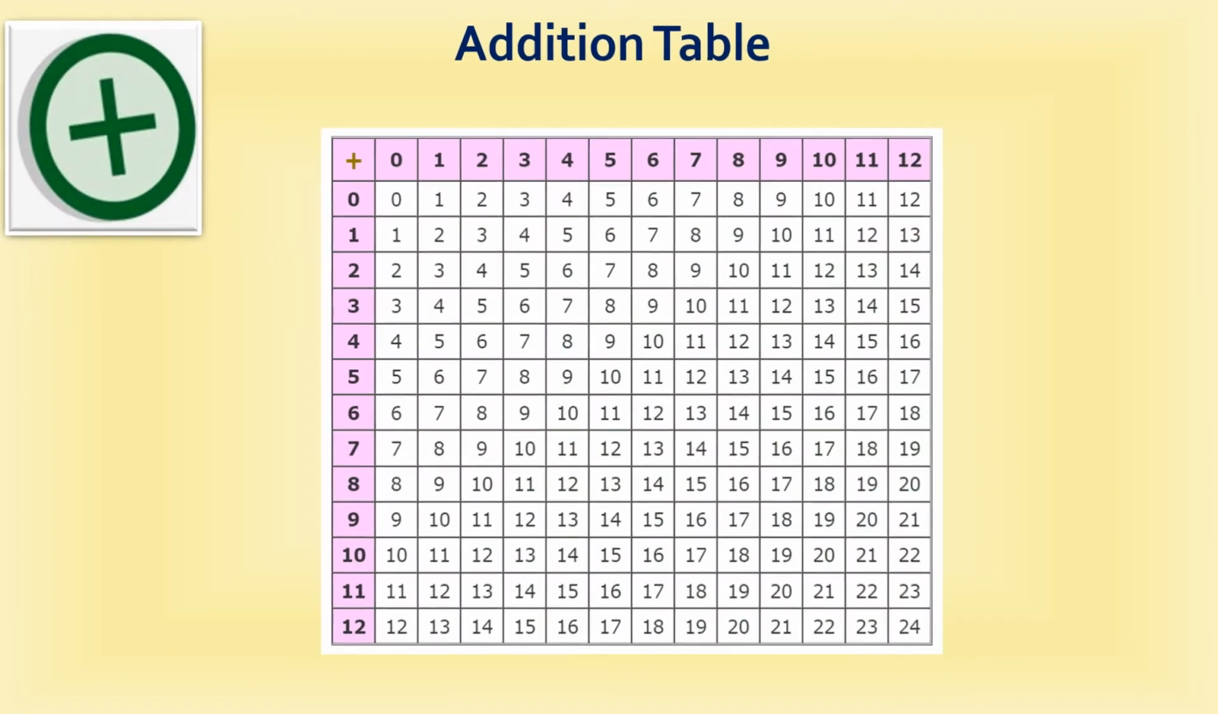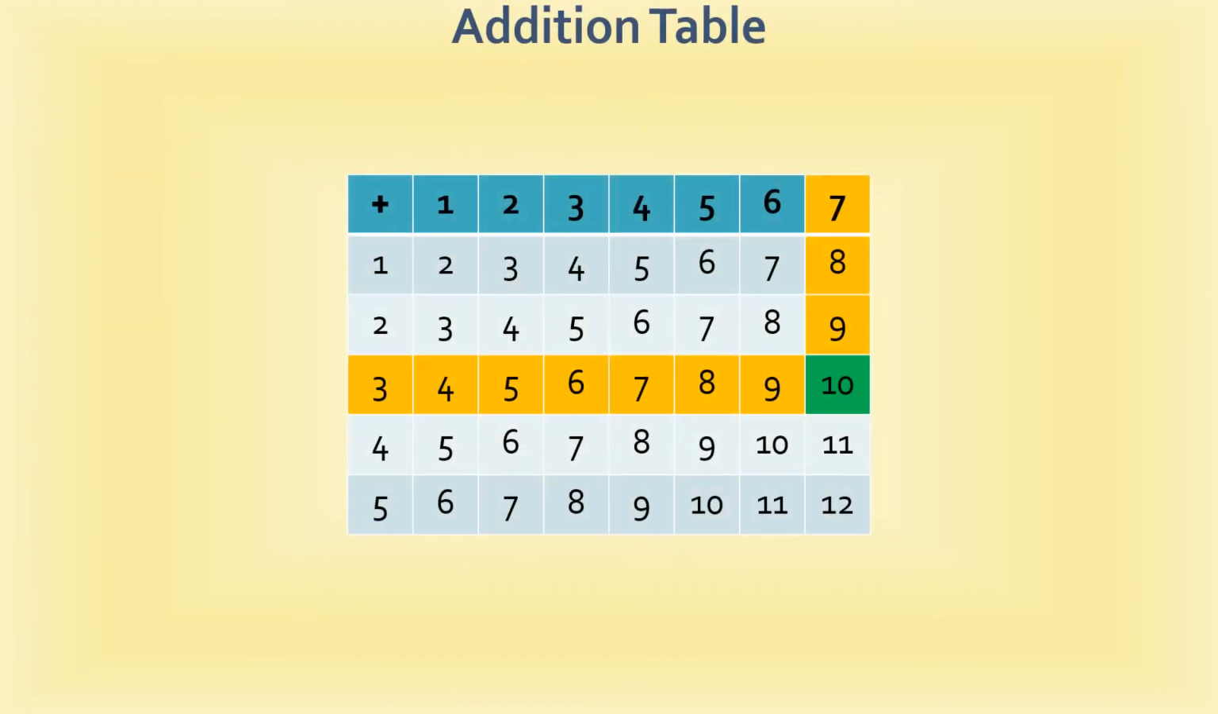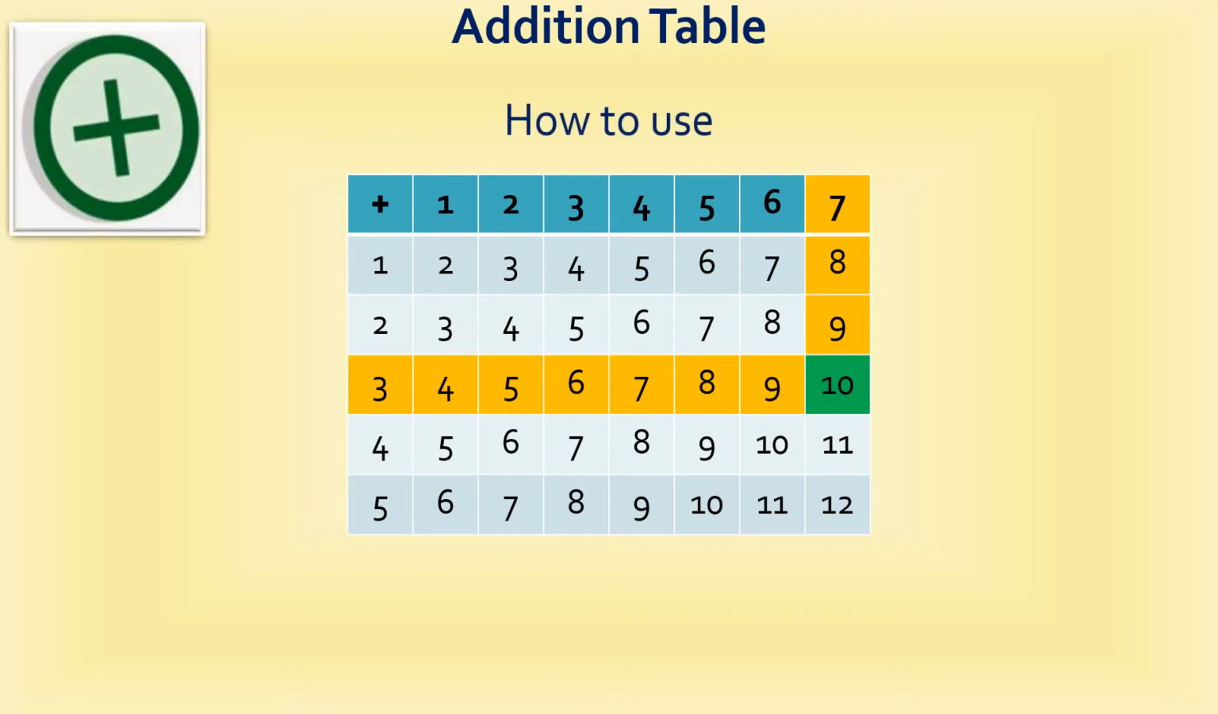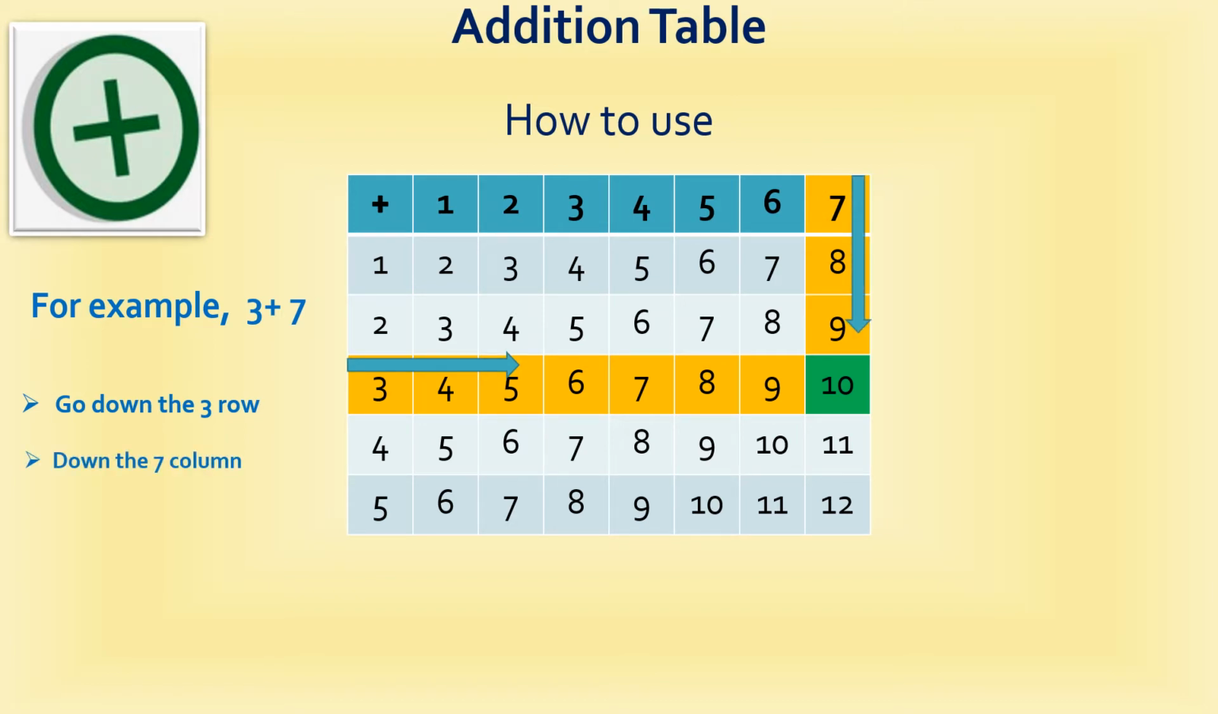Addition table. To use the addition table, for example, 3 plus 7, go across the 3 row, then down the 7 column. You have your answer 10.